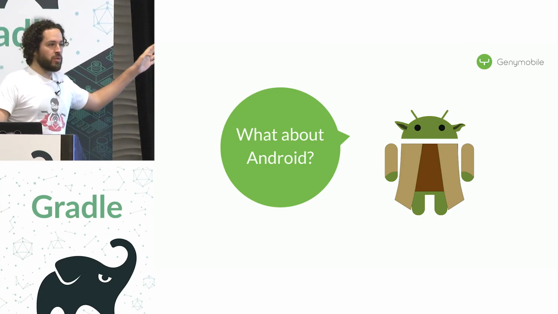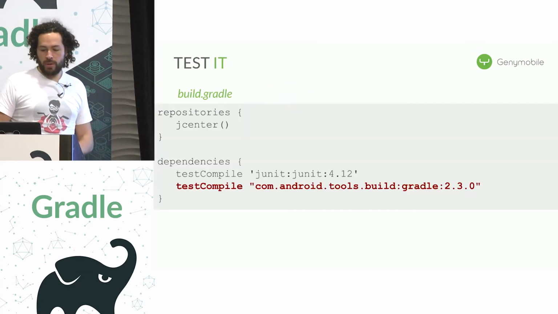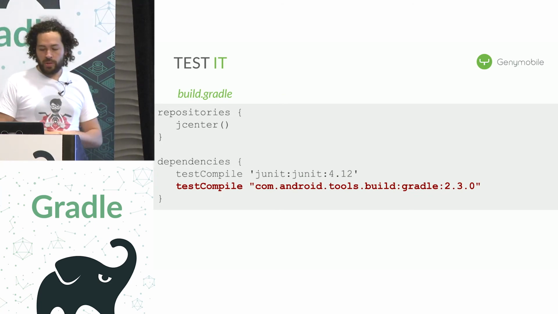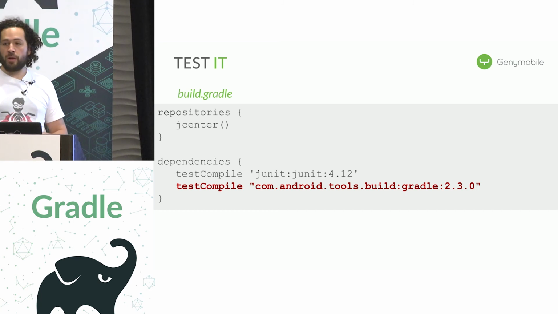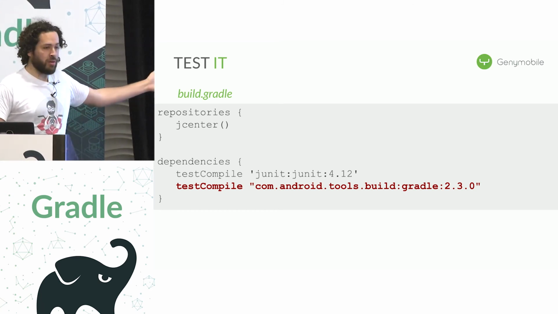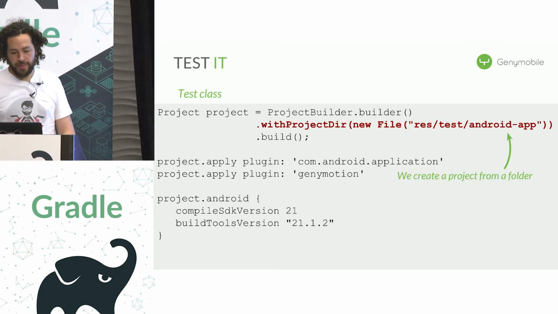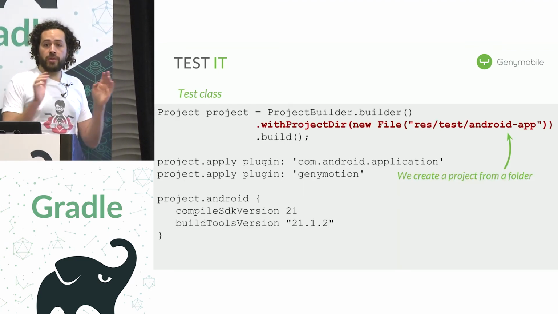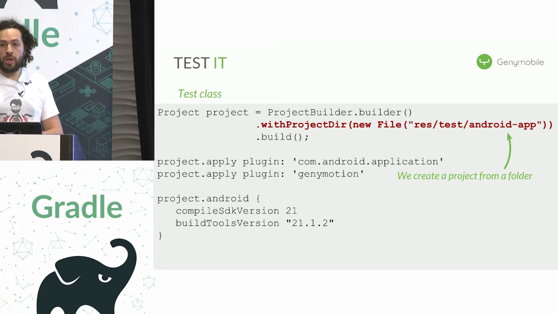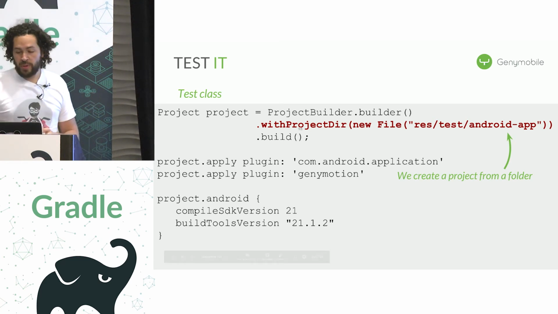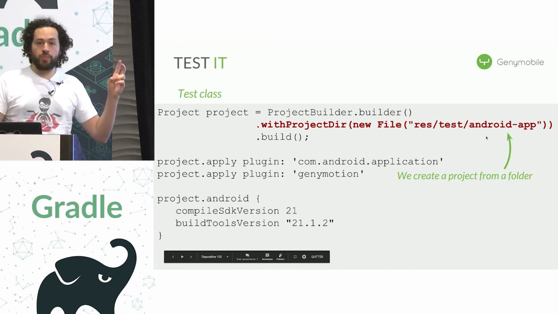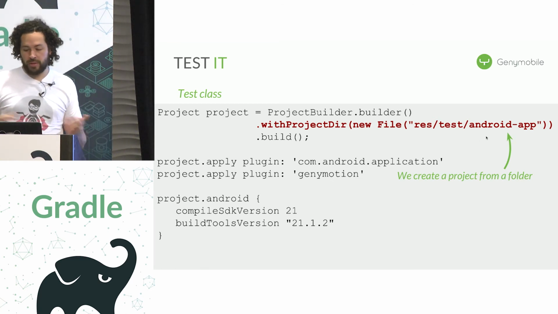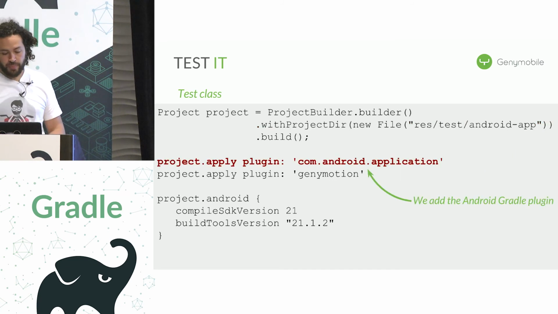Okay, what about Android? Because that was just a simple, standard Android plugin. So what you must do in your project is add a dependency on the Android Gradle plugin, the version you want. You add it on testCompile because you will use it for your tests. Then you create the same project with the project builder, but you must give a root to a stubbed Android project that the Android plugin needs.